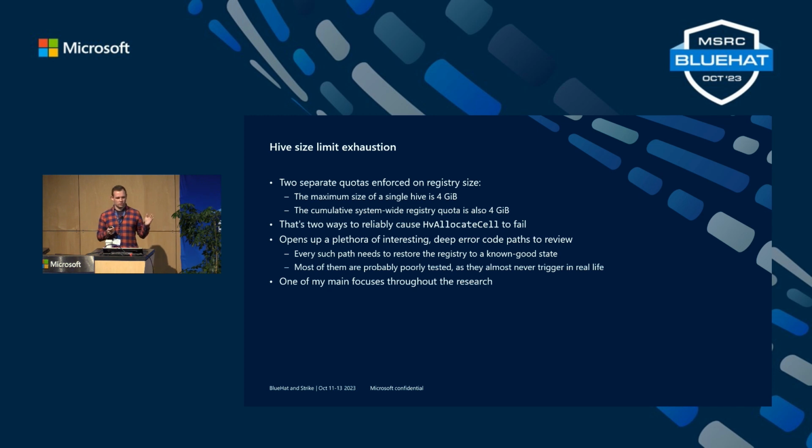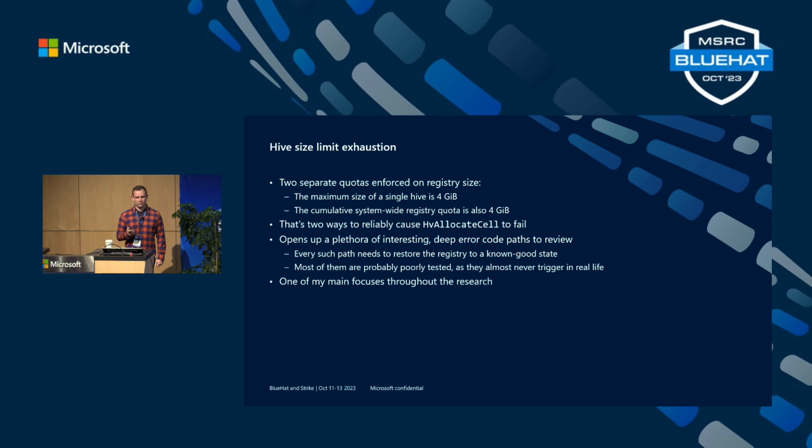So we have two very good, reliable ways for a local attacker to cause the internal HvAllocateCell function to fail. And this really opens up a plethora of interesting error code paths that we can review, right? Because every such failed allocation has to be gracefully handled, and the state of the registry has to be restored to a consistent state. The other interesting fact is that most of them are probably very poorly tested, because these resource exhaustion conditions don't really happen in production systems all that often. So there can be even trivial bugs in such error paths that may have never triggered on a real system. That's something for us to look for.